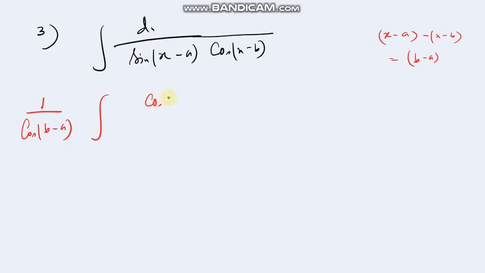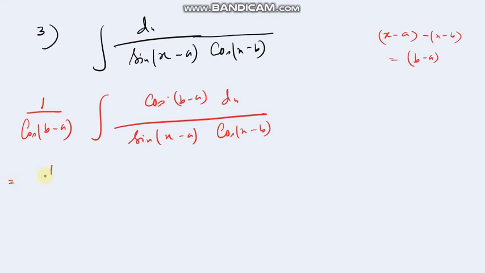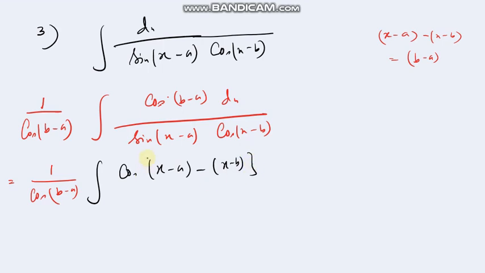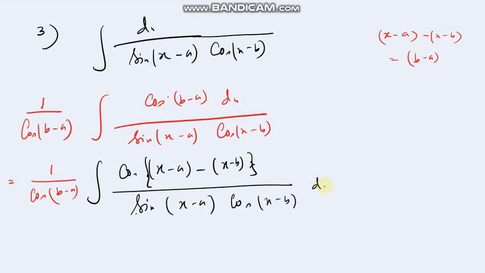Cos of (b minus a) is a constant term, so I can divide it outside the integration sign. It will be 1 divided by cos of (b minus a), times the integration of 1 over sine of (x minus a) into cos of (x minus b). Now this b minus a, I'm going to write in terms of this. So it will be cos of ((x minus a) minus (x minus b)), which gives me b minus a. So this divided by sine of (x minus a) into cos of (x minus b) dx.